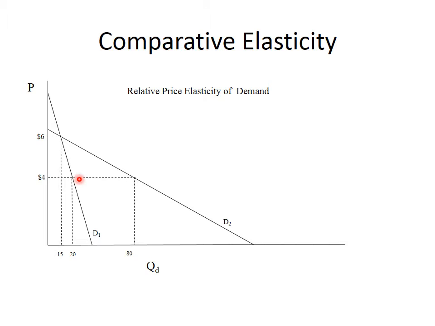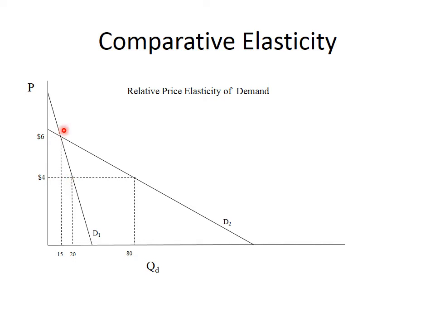Okay, and we'll figure out in the next slide how the elasticity coefficient is going to look. Well, let's look at product 2. Same price change, $4 to $6, but look at the quantity demanded change. It's going to drop from here to here. This is demand line 2. So we're going to drop this one from 80 units down to 15 units, which will be a change of 65 units. Okay, with me so far?